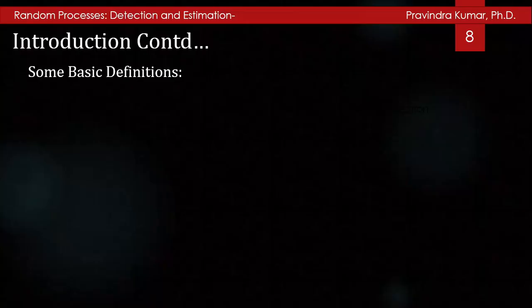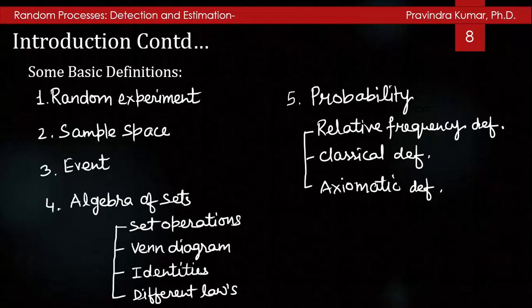Before starting probability theory, we first have to explain some definitions such as random experiment, sample space, event, algebra of sets (set operations), Venn diagram, identity matrix, and different laws like commutative, associative, distributive, and De Morgan's law. After these definitions, we will be able to define probability in 3 different ways: relative frequency definition, classical definition, and axiomatic definition. So now first we will start with the random experiment.